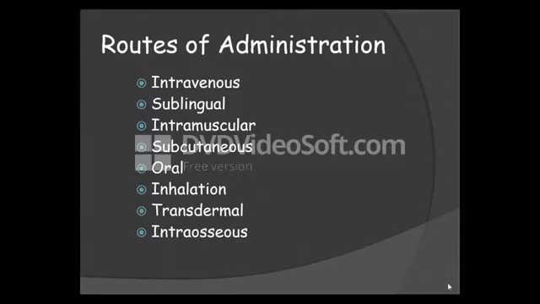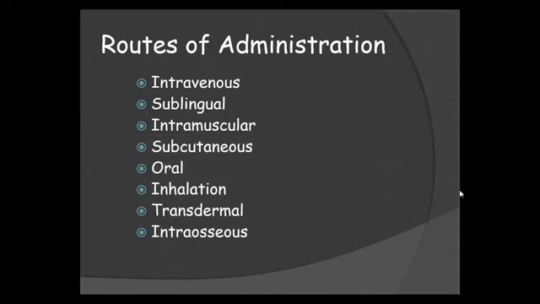There are various routes of administration, some of which you are capable of doing, others only your advanced level partner can do. The advanced level routes of administration are intravenous, intramuscular, subcutaneous, transdermal, and intraosseous. However, the routes of administration that you can use as per protocol only are sublingual, oral, and inhalation.